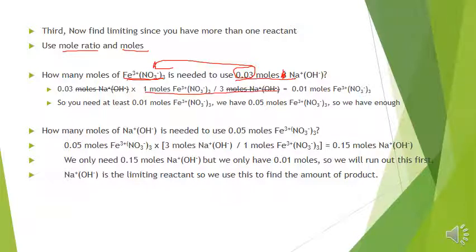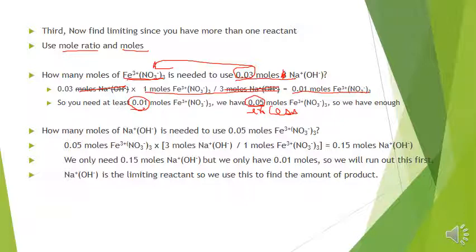The molar ratio is this, okay, and I got that from the molar ratios. I flipped this, the flipped version of it. So I will cancel out the moles of sodium hydroxide, and I get 0.01 moles of iron nitrate. What this means is to use the 0.03, I only need 0.01, all right? And I have 0.05, so you can see that this is going to be in excess, okay?